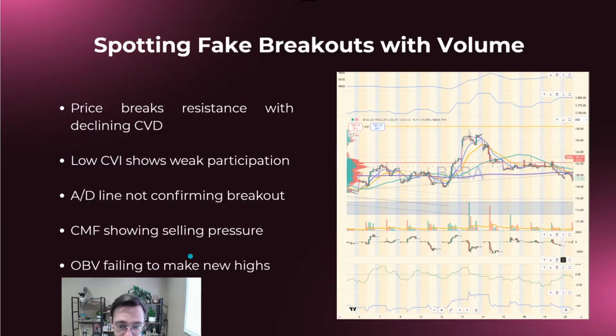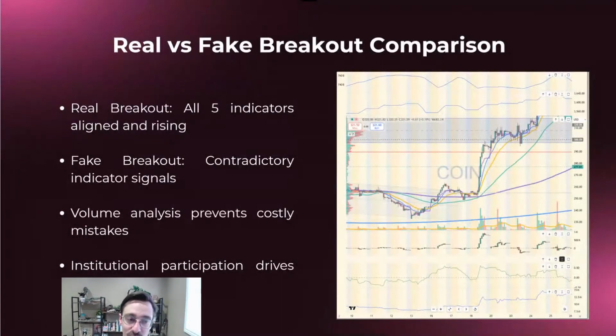And the last thing is OBV failing to make new highs. Let's see. Got to lean in here. OBV did make new highs. So there you go. There's another one that didn't actually check out here, but this was indeed a failed breakout. So let's compare that to a real breakout here.